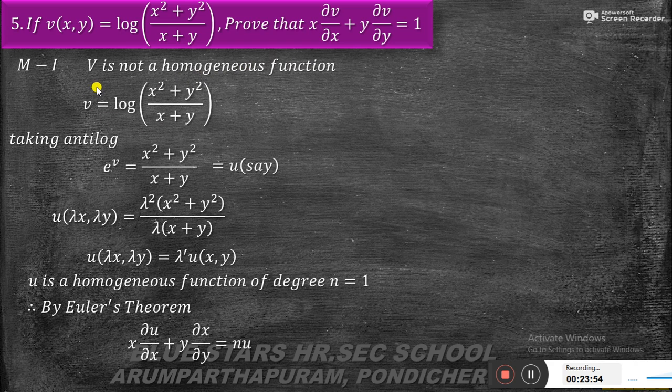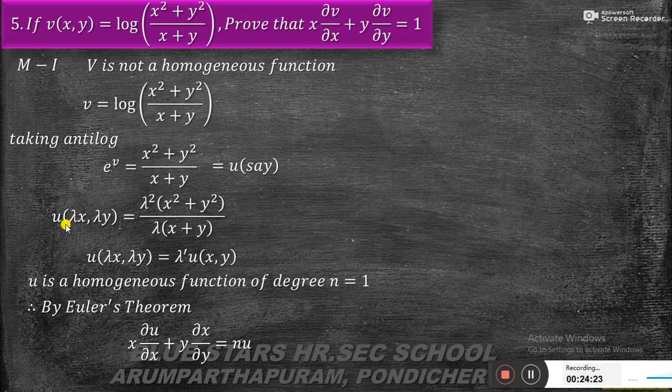So I take the exponential on both sides. I write the given function v equals log of (x square plus y square) by (x plus y); taking antilog, which means exponential, e power v equals e power of log, and the exponential and log cancel. Therefore e power v equals (x square plus y square) by (x plus y), which I call u.